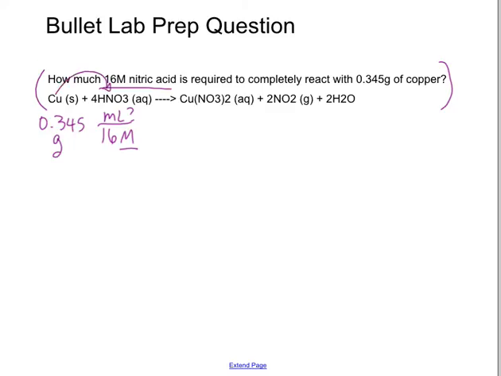Stoichiometry, right? Mole bridge. So I'm going to start with my given, 0.345 grams of copper. What do I have to do to get on the mole bridge?